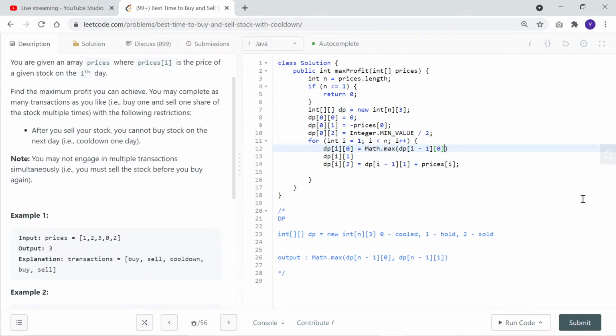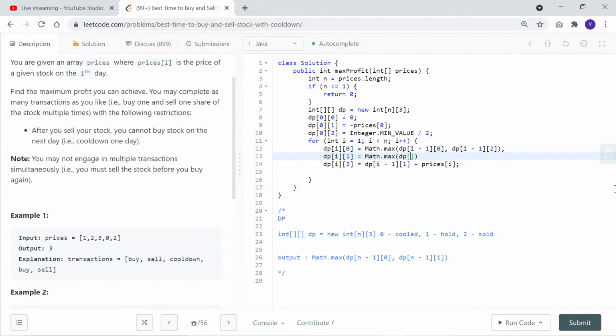So we want to get the max of dp[i-1][0]. This one is, on the previous day, if we are already cooled, then how much profit we get. But another possibility is that on the previous day we have sold the stock. So it will be these two.